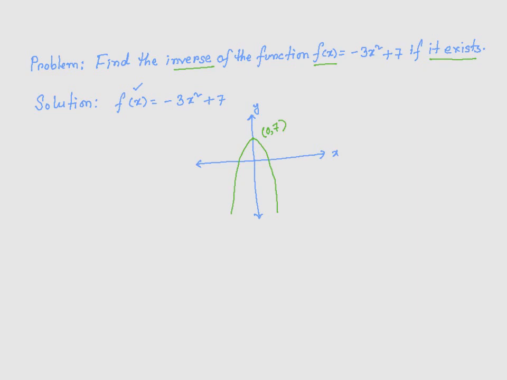Now, remember, for a function to have an inverse, it must be a one-to-one function. What does it mean for a function to be one-to-one? It means that if you have two different x values, it will give you two different y values. This function fails to pass that test. That means I could give two different x values, and it will give you the same y value.